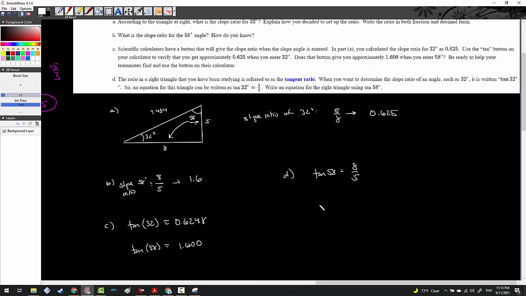The reason why is because they're telling us that tangent of 32 is equal to 5 over 8. And what we're going to soon realize is that tangent is the ratio of the opposite side of the triangle divided by the adjacent side of the triangle. Actually, we're not going to be learning that. We just did. I'll be back with the next problem.